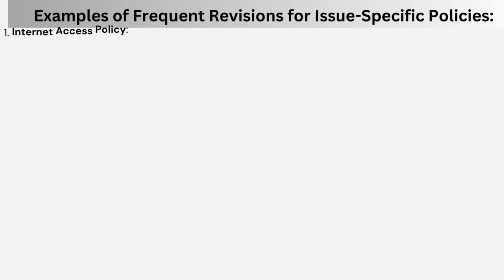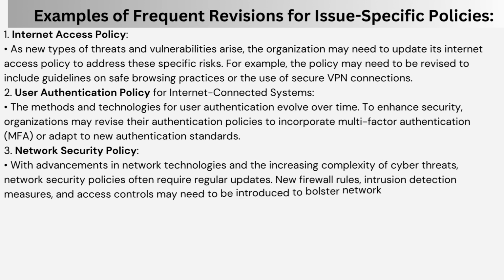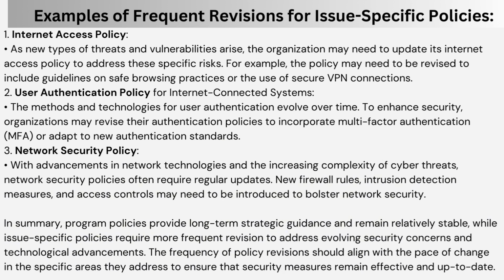Examples of frequent revisions for issue-specific policies. We have Internet access policy. As new types of threats and vulnerabilities arise, the organization may need to update its internet access policy to address these specific risks. For example, the policy may need to be revised to include guidelines on safe browsing practices or the use of secure VPN connections.